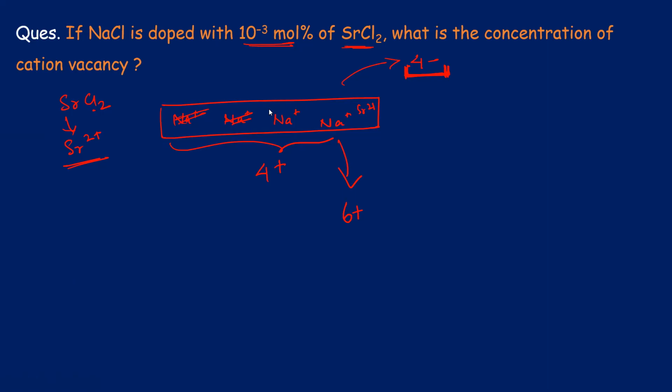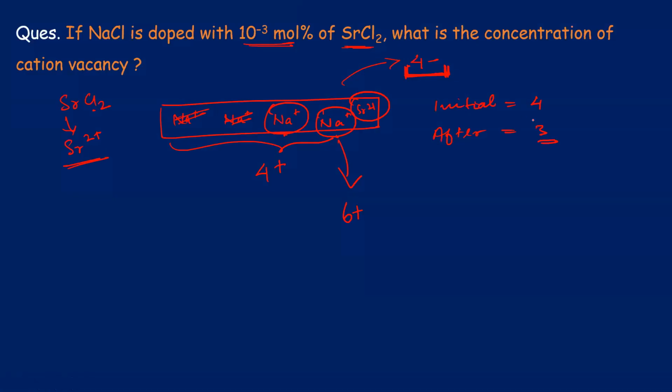Now, how many atoms do I have? I have 1, 2, 3 atoms. We have 2 sodium and 1 Sr2 positive. So initially, I had 4 atoms, all of them were sodium, and after doping, we have 3 atoms. Now, if I have 3 atoms, then how many vacancy will be there? There will be 1 vacancy, right?